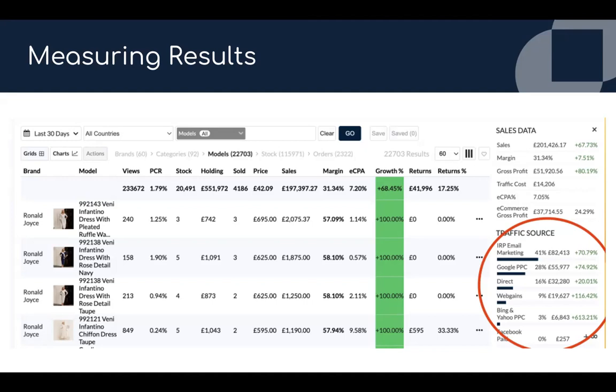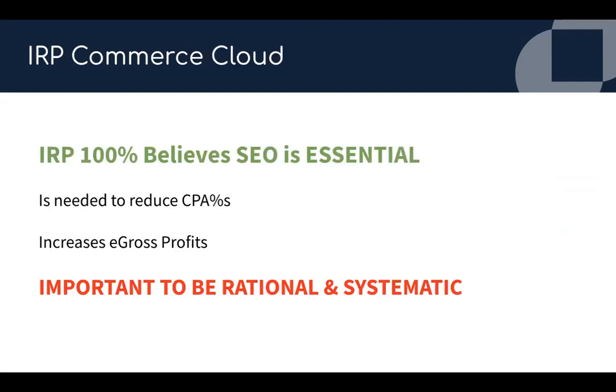So that's a really useful area within IRP, just to see the impact of the work that you've been doing on SEO. And just to circle back to one of the earlier slides, to reiterate, IRP 100% believes SEO is essential to e-commerce success. And the main benefit really is that it helps you reduce your CPA and helps you increase your e-gross profits. But always, it's important to be rational and systematic.